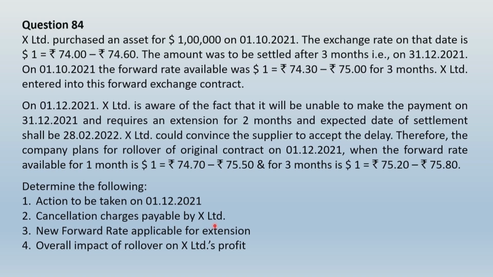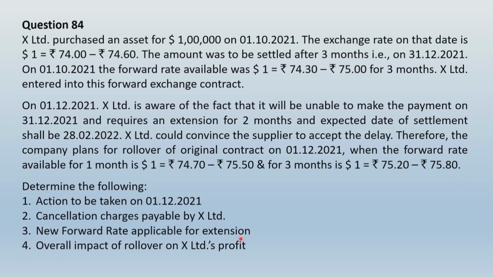Then the cancellation charges payable by X Limited. Very easily you can calculate. X Limited originally committed to buy dollars at rupees 75, and for cancellation it has to sell dollars at 74.70. The difference between the two will be payable by X Limited to the bank, and that difference is 75 minus 74.70, that will be 0.30 per dollar, and multiplied by $1 lakh, it will be rupees 30,000 that the company has to pay towards cancellation. The new forward rate applicable for extension will be the 3-month forward ask rate, that is 75.80 per dollar.